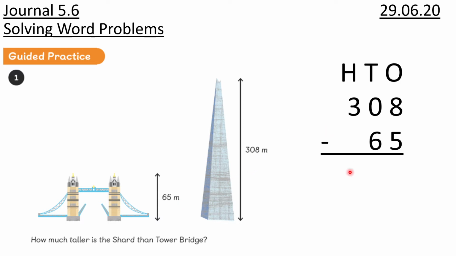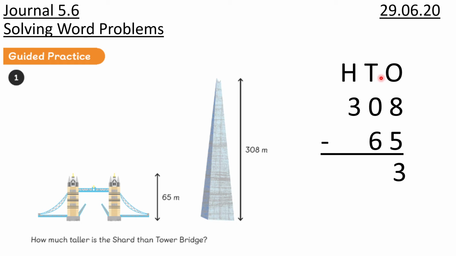So this is what our column method would look like. So the Shard is the bigger of the two, so it goes at the top. And Tower Bridge is smaller. Remember, we can't subtract using the small number on top. So the first thing we do, as always, is start with the ones. So 8 take away 5 is 3.